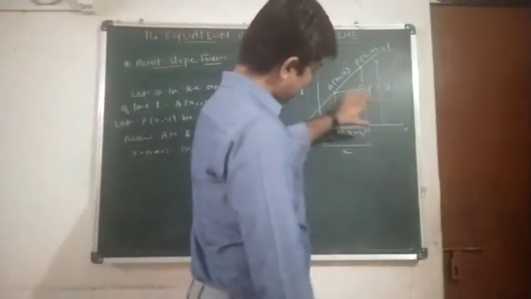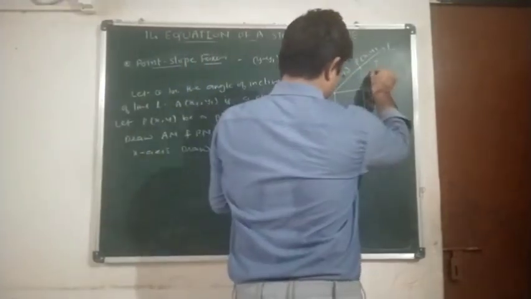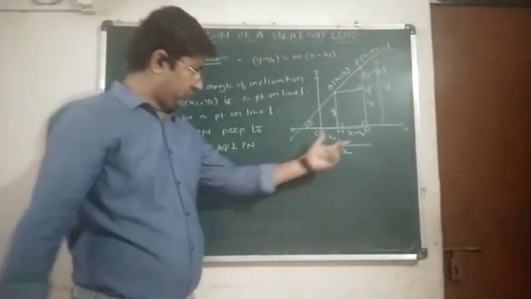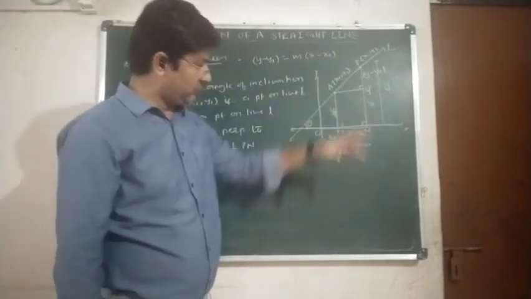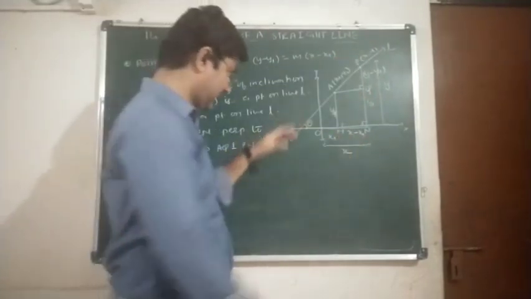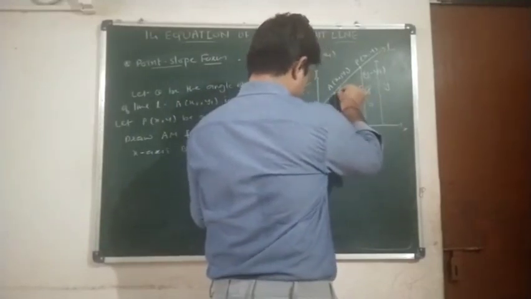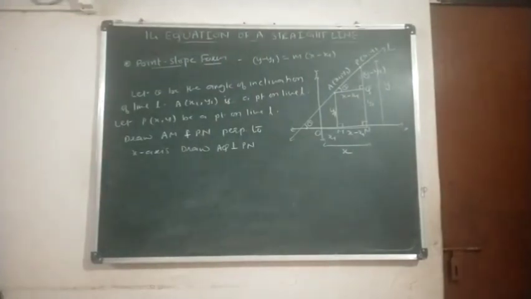Okay, now this is y and QN is y1, and therefore length PQ will be y minus y1. And opposite sides of a rectangle are equal. MN and AQ will be equal. Now MN is x minus x1, so AQ will also be x minus x1, and this angle is theta. Clear?